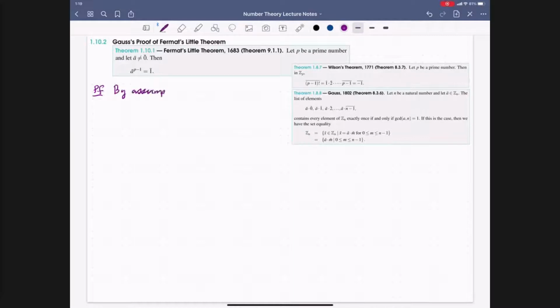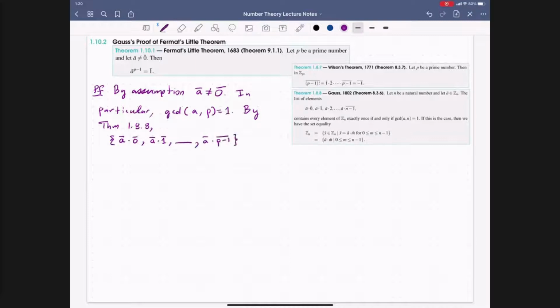So by assumption, A bar is non-zero. So by theorem 1.8.8, actually, before mentioning that, just to be 100% precise, in particular, the fact that it's not divisible by P and P is prime, that tells us that the GCD of A and P is equal to 1. So now we can apply the theorem. So by theorem 1.8.8, we have that the list, or the set, A bar times 0 bar, A bar times 1 bar, all the way to A bar times P minus 1 bar, this is just equal to the integers modulo P. It's another way of writing the elements in the integers modulo P.